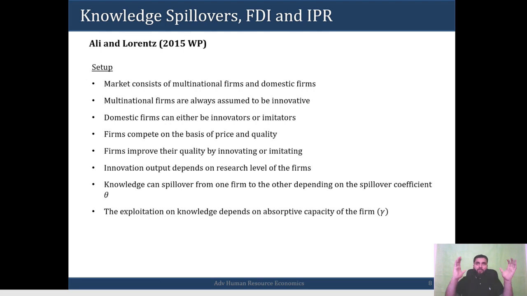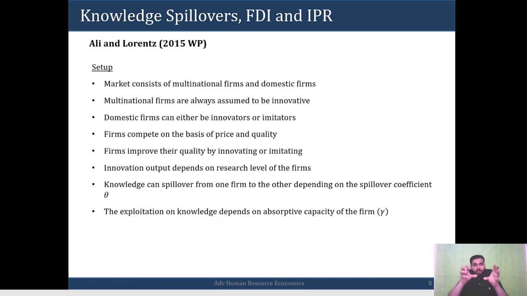Then, okay, so there are 100 units of knowledge, for example, and theta says, let's say, 50% of this knowledge can be absorbed. So 50 units of knowledge can be absorbed by the domestic firms. But then there is another layer of absorption that depends on the ability of domestic firms to absorb this knowledge. So that is given by gamma.